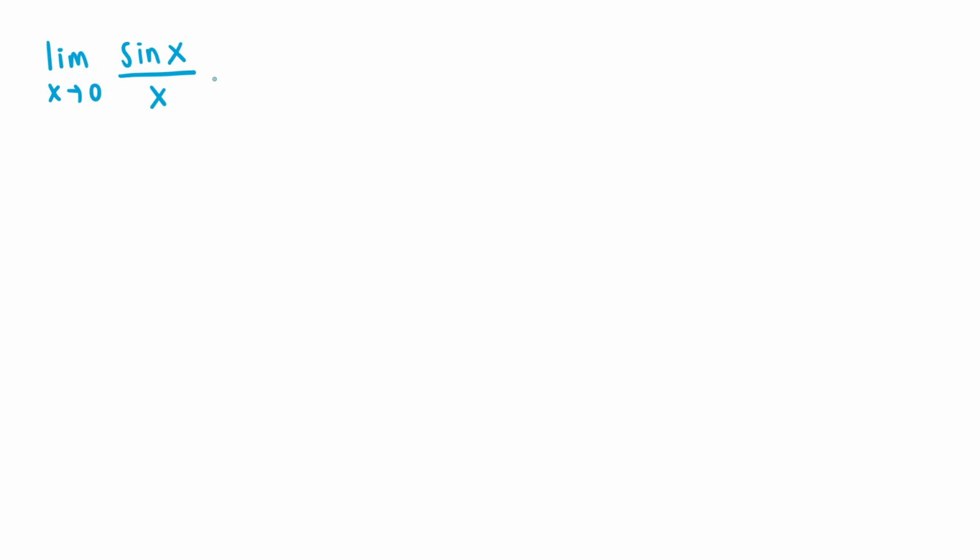So let's say we wanted to find the fundamental trigonometric limit, which is the limit as x approaches 0 of sine of x over x. If we plug in x equals 0 to the expression, sine of 0 is equal to 0, and the denominator becomes 0, so we have the 0 over 0 indeterminate form, which means we can use L'Hopital's rule.